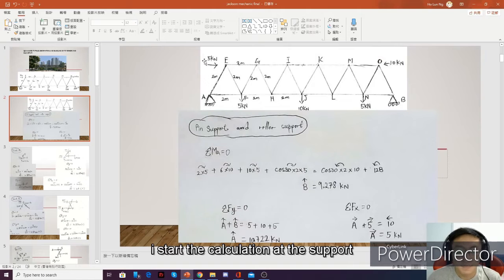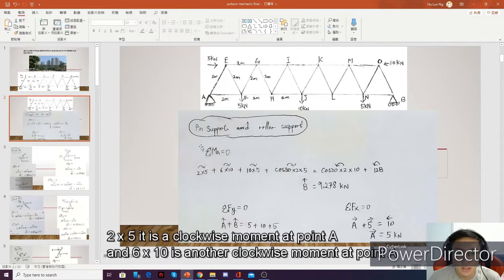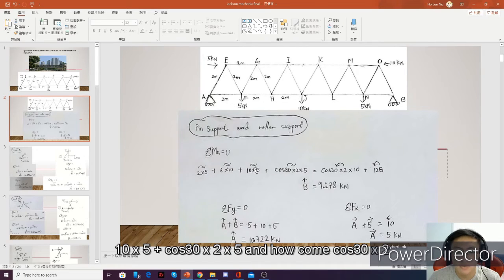Okay, let us go to our calculation. To start the calculation, I start at the support. You can see that I take moment at point A first, and the sum of moments about A equals 0. This is 2 times 5, a clockwise moment at point A. 6 times 10 is also another clockwise moment at point A. 10 times 5, and cosine 30 times 2 times 5.